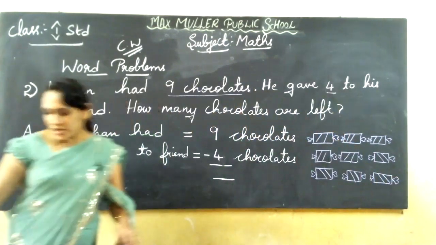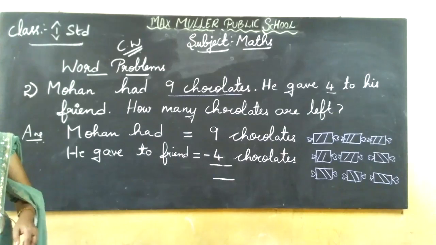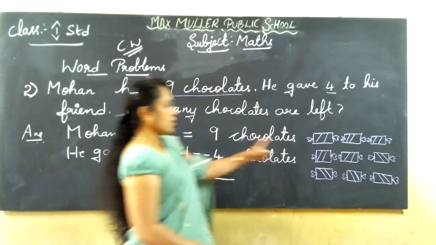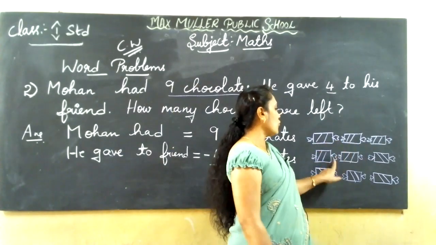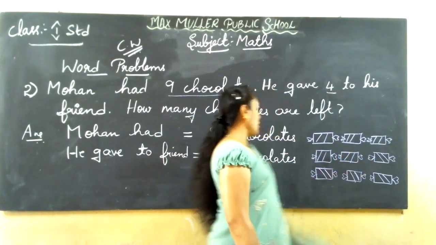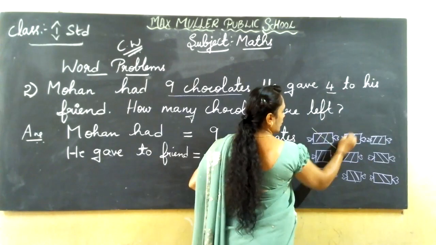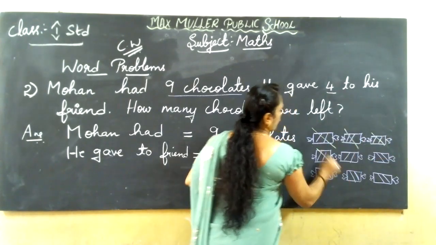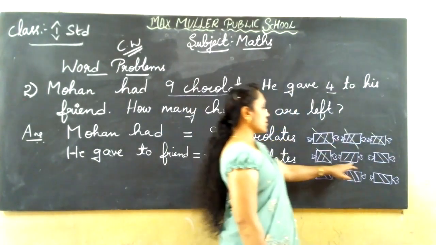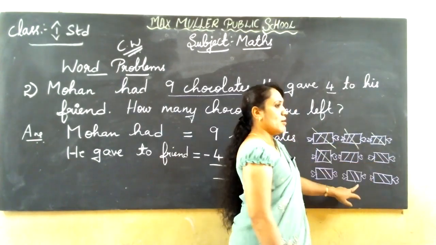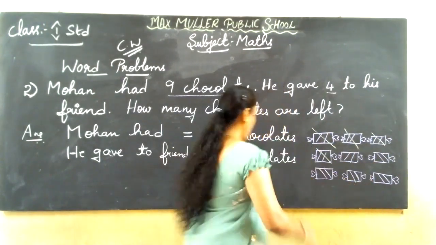How many chocolates is Mohan having? Mohan had 9 chocolates. See, 1, 2, 3, 4, 5, 6, 7, 8, 9 chocolates. How many will he give to his friend? 4. So cut off 4: 1, 2, 3, 4. He will give 4 to his friend. How many are left? See, 1, 2, 3, 4, 5.